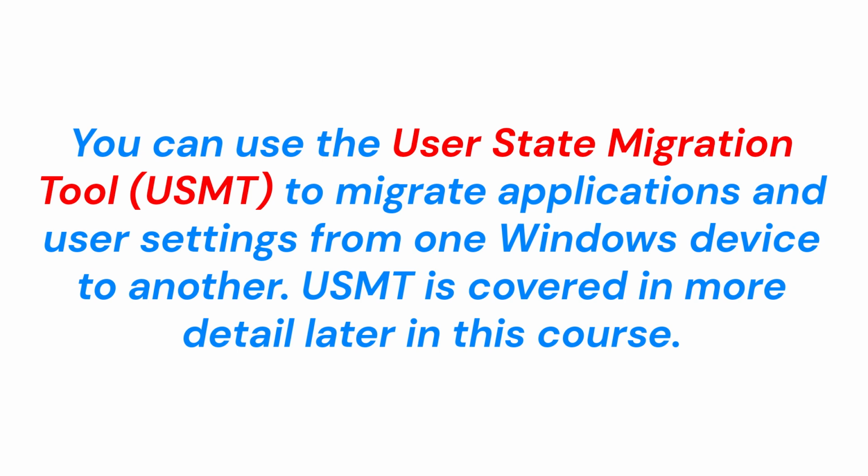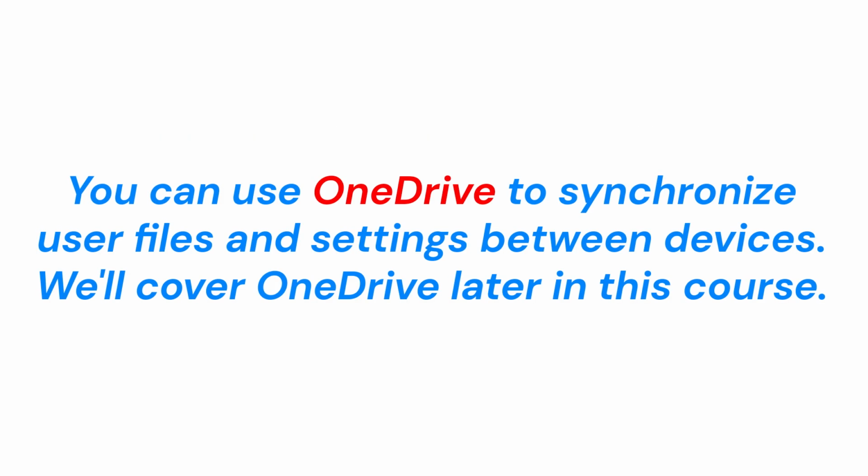Restore. After installing your applications, application settings and user-related settings must be migrated to the new device. You can use the User State Migration Tool, USMT, to migrate applications and user settings from one Windows device to another. USMT is covered in more detail later in this course. You can use OneDrive to synchronize user files and settings between devices. We'll cover OneDrive later in this course.